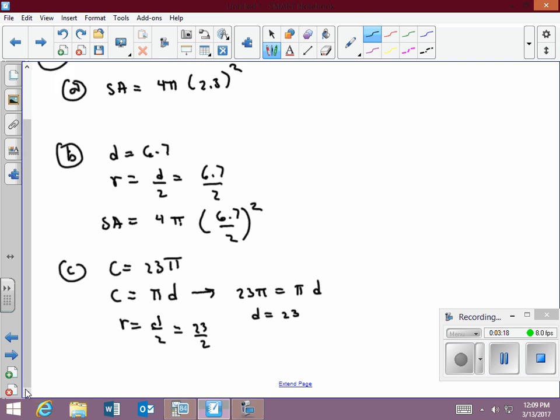And then you do your surface area. 4 pi r squared, 23 over 2 quantity squared. And then that would give you the surface area. Okay. And then you just put it in the calculator and calculate it out.